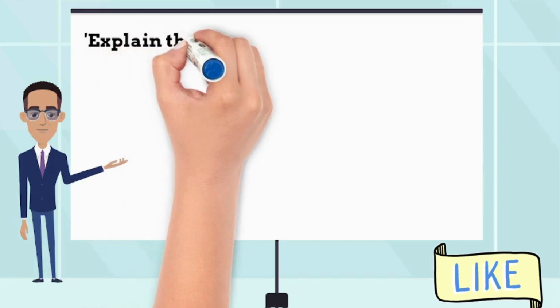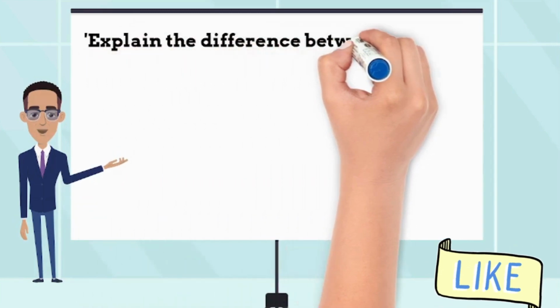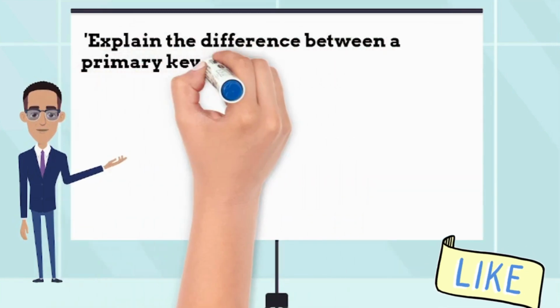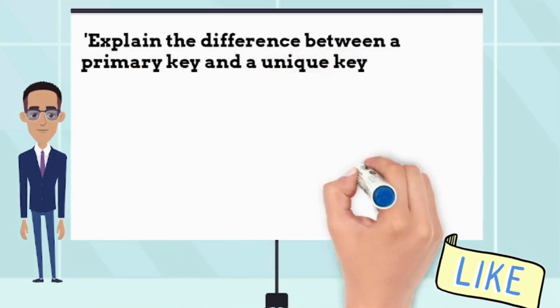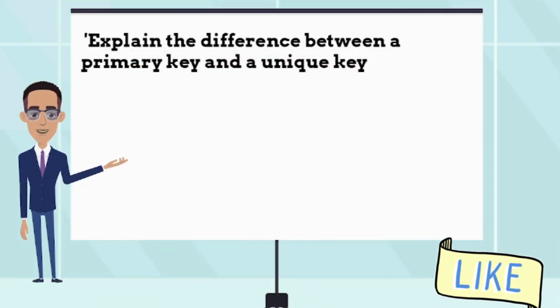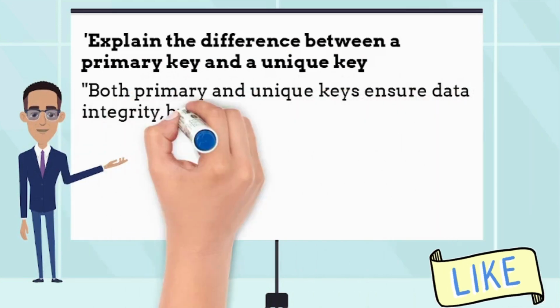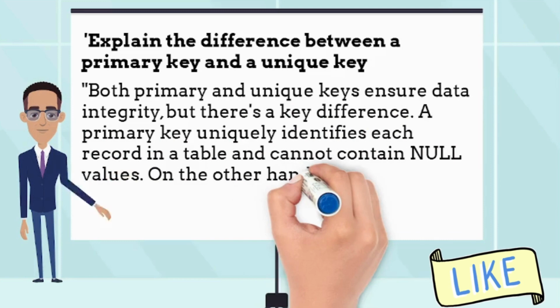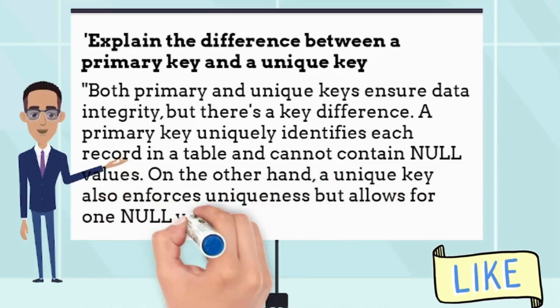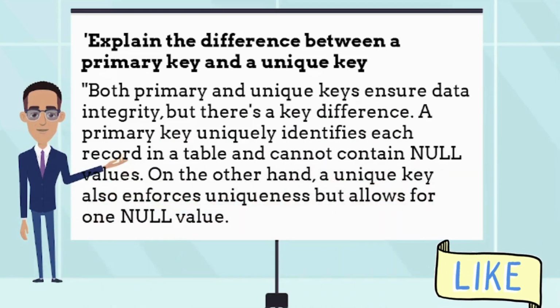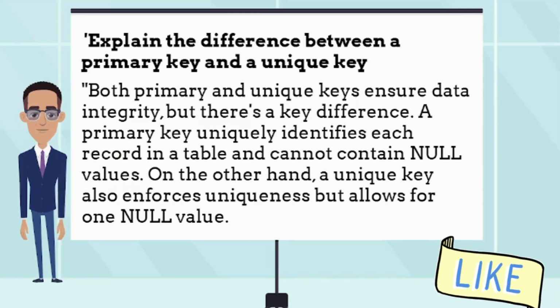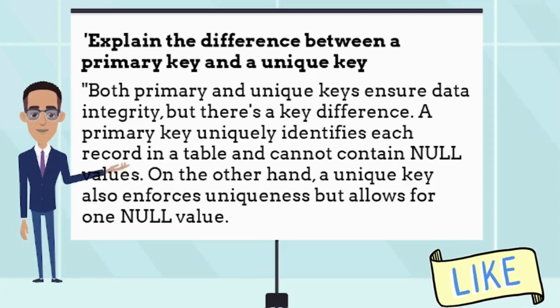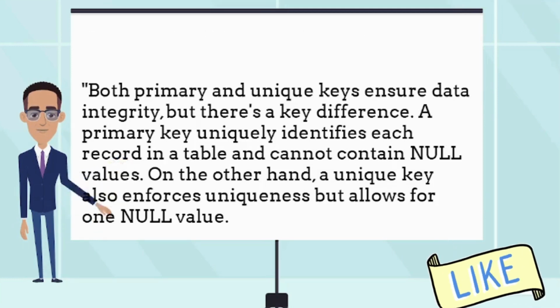Next up, explain the difference between a primary key and a unique key. This question often comes up in interviews to evaluate your understanding of database constraints. Answer is, both primary and unique keys ensure data integrity, but there's a key difference. A primary key uniquely identifies each record in a table and cannot contain null values. On the other hand, a unique key also enforces uniqueness but allows for one null value. Understanding these distinctions is crucial for effective database design.